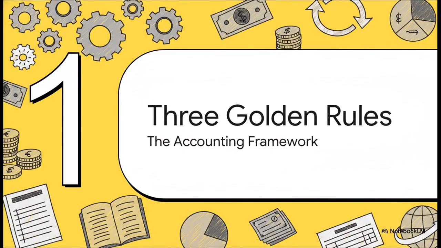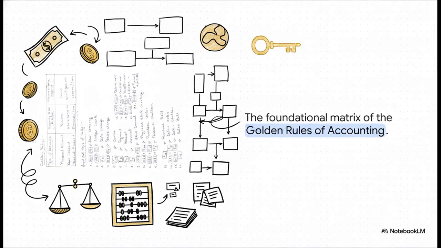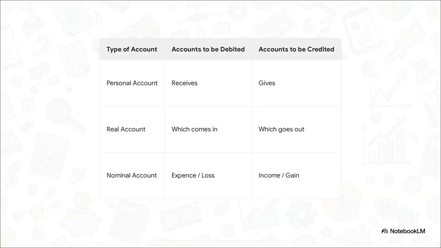All right, kicking things off with Section 1, the 3 golden rules. When we look at our authentic source material, these handwritten notes lay out the foundational matrix of the golden rules. Honestly, you can think of this specific table as the ultimate cheat sheet for accountants. It categorizes the entire financial universe into just 3 simple types of accounts, mapping out exactly what needs to be debited and what needs to be credited. Let's break that matrix down to make it crystal clear.